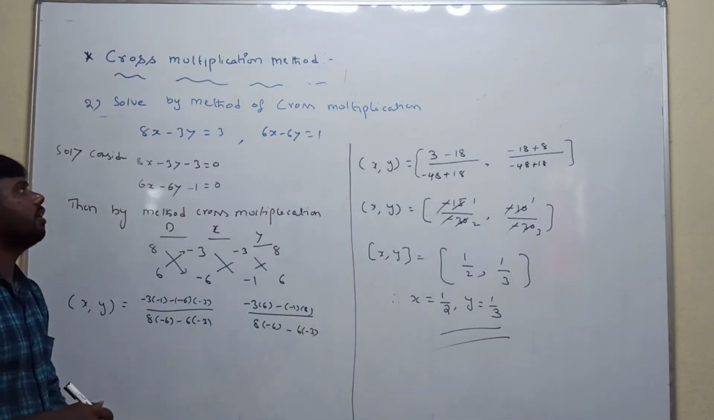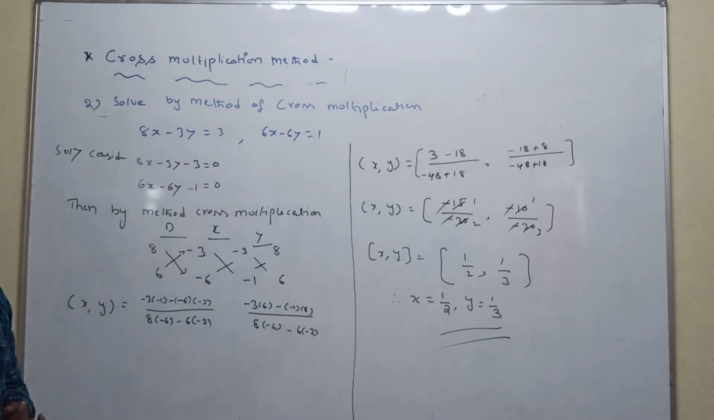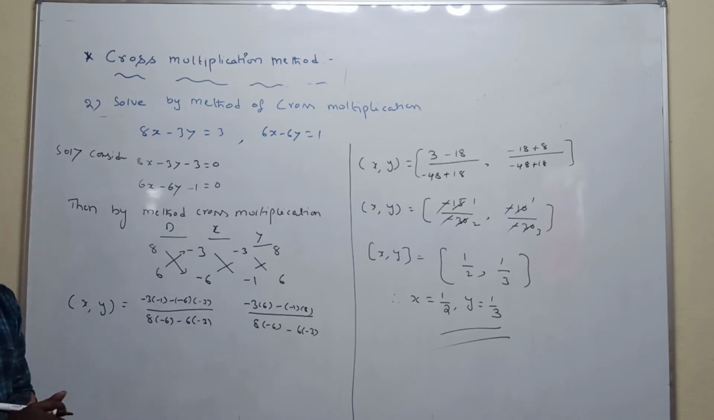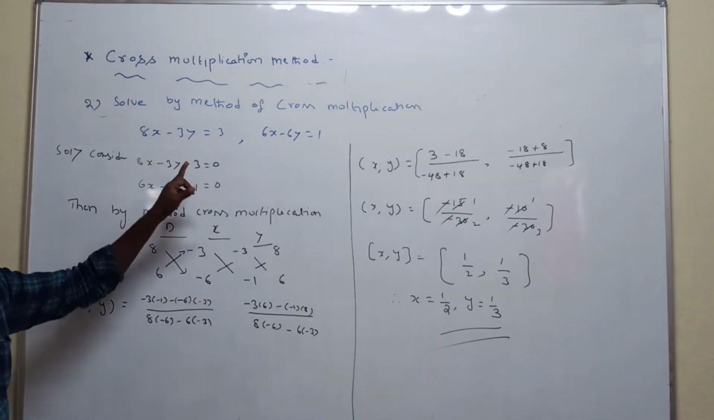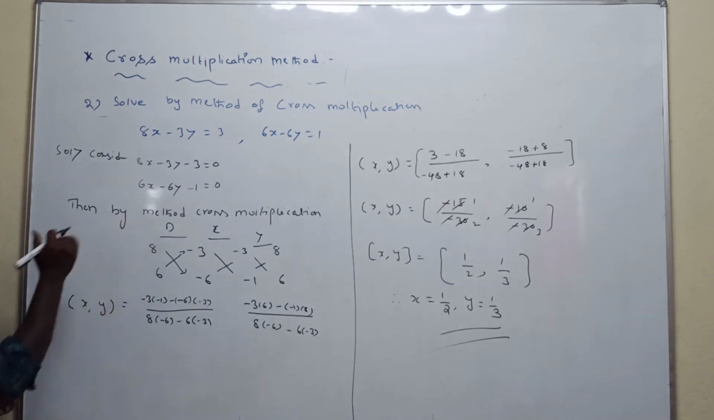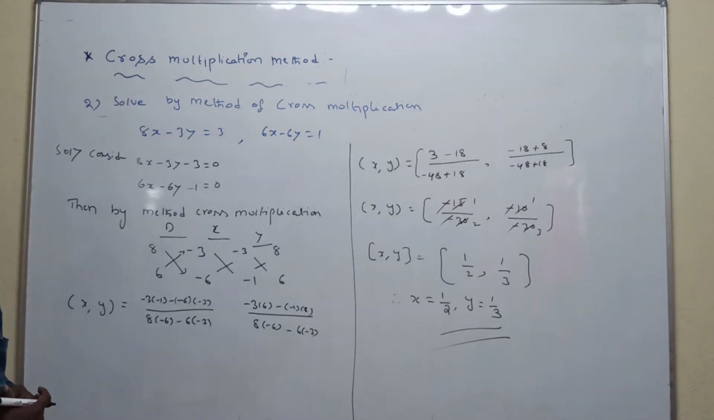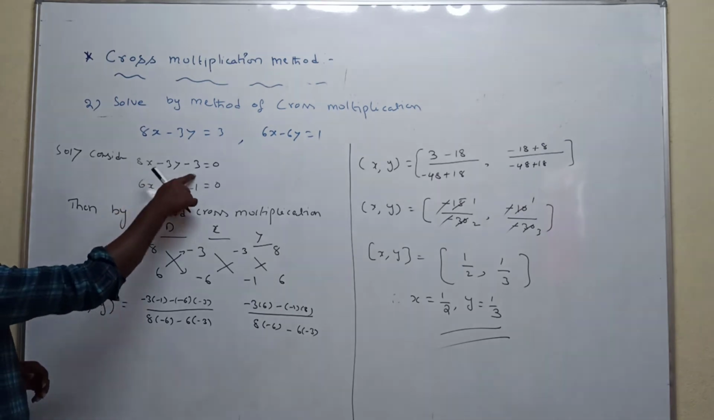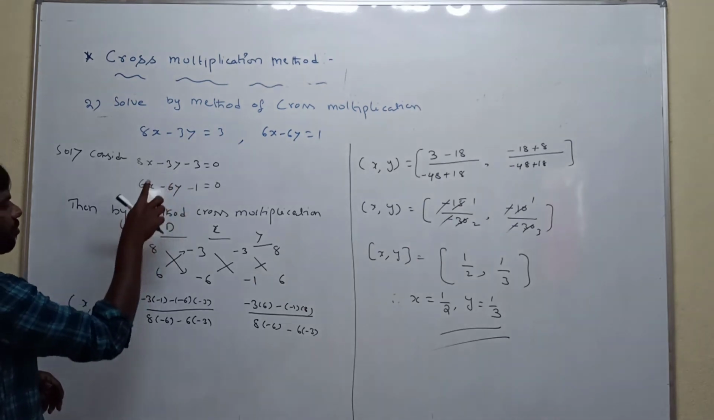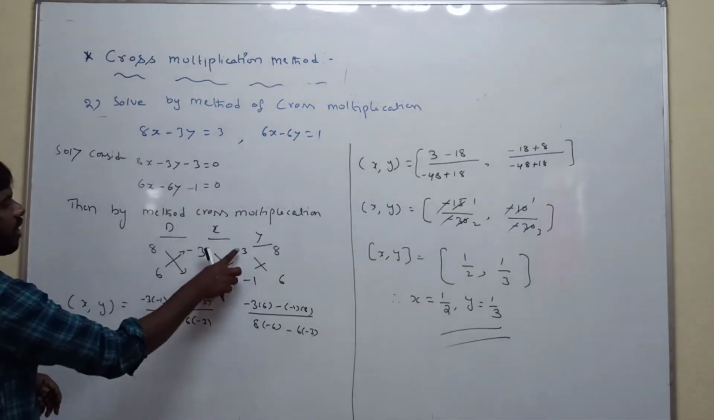So first, what are the given equations? They are not in the form of a1x plus b1y plus c1 is equal to 0, and the second equation is not in the form of a2x plus b2y plus c2 is equal to 0. That's why both equations can be arranged in standard form, by taking minus 3 and minus 1 to this side, equal to 0. Now applying the cross multiplication method. The second step is to find the first equation's coefficient values. The x coefficient value is 8, the y coefficient value is minus 3, the constant coefficient value is minus 3.